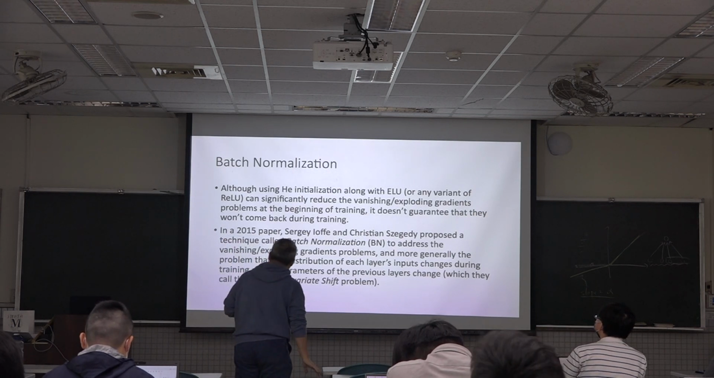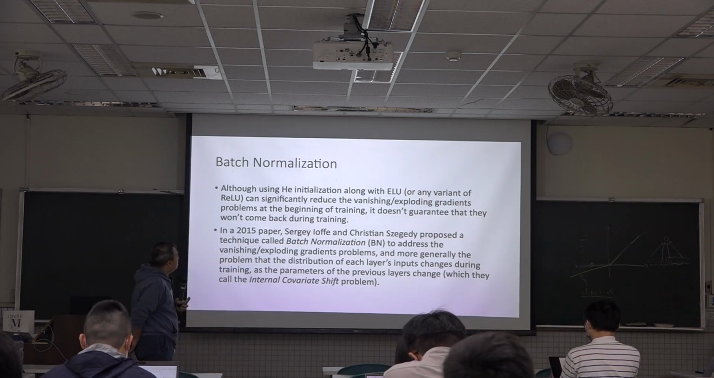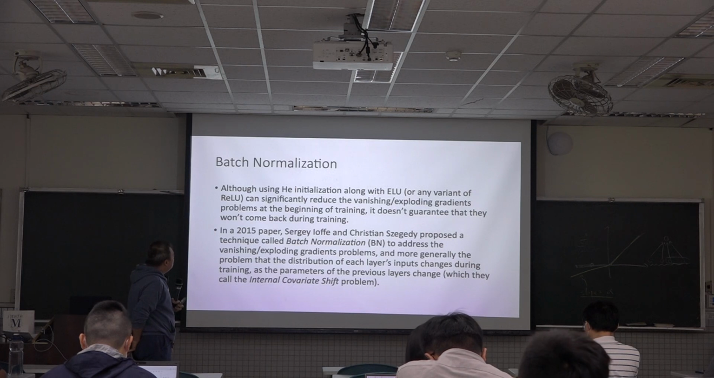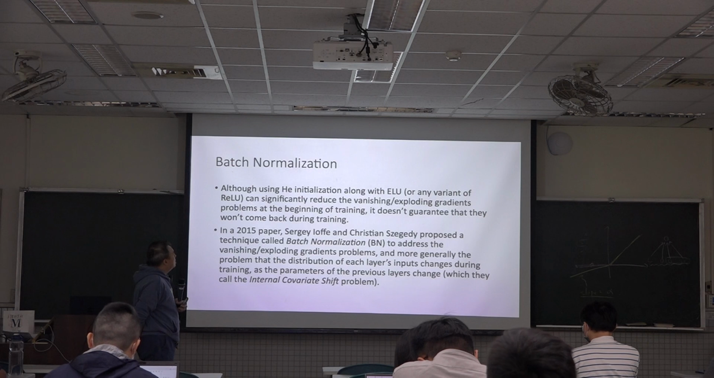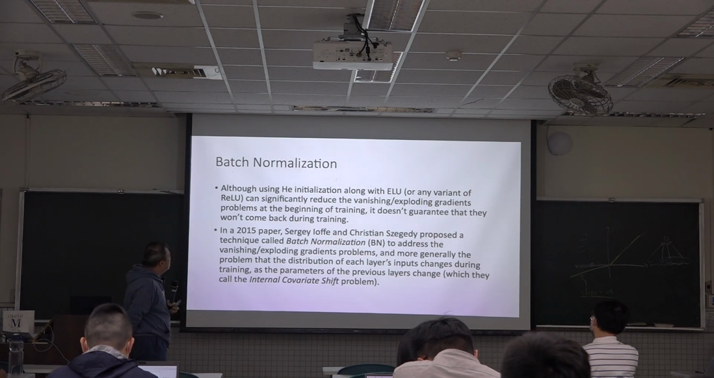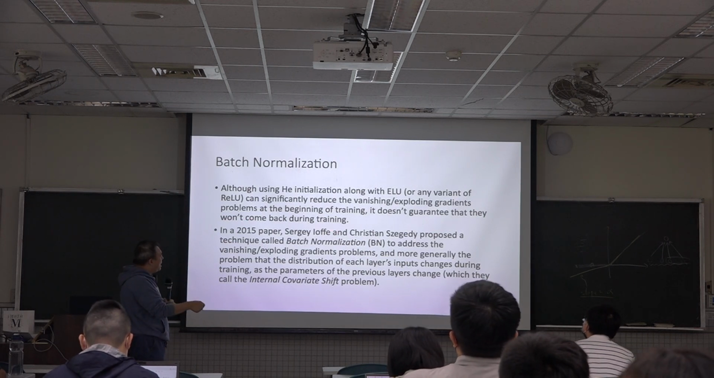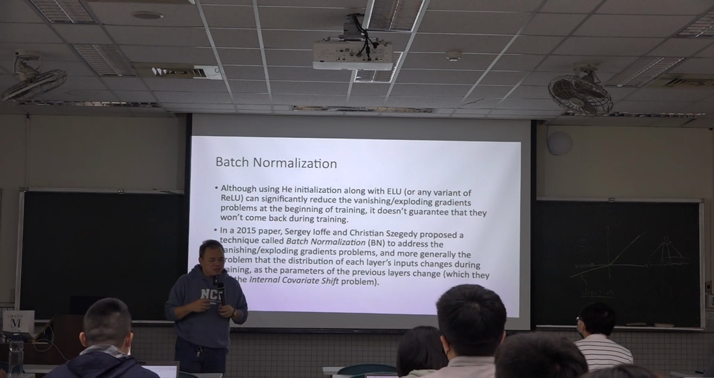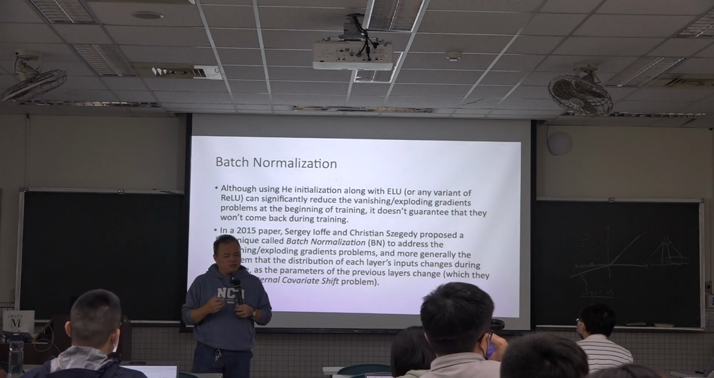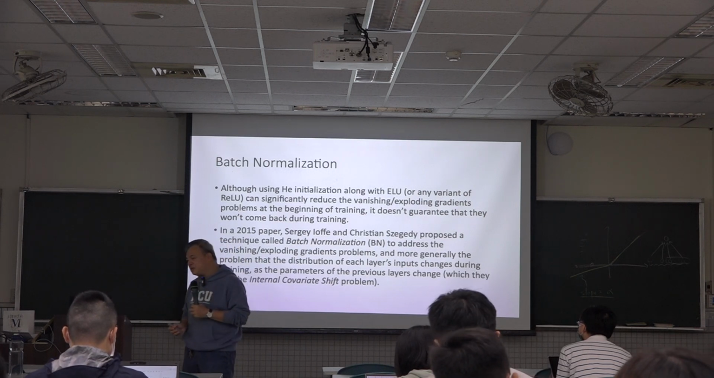Now we finish the initialization strategy and the different types of activation functions, and we are moving on to the next topic, which is batch normalization. We know that using He initialization along with ELU or any variant of ReLU can significantly reduce the vanishing and exploding gradient problems at the beginning of the training. It doesn't guarantee that they won't come back during training.